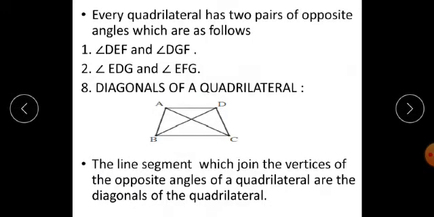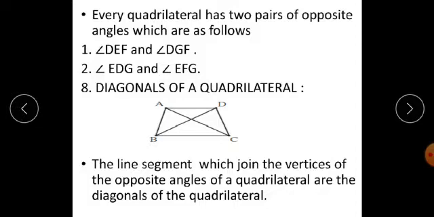Now next concept, a very important one: diagonals of a quadrilateral. What are these diagonals? Students, the line segments which join the vertices of the opposite angles of a quadrilateral are called the diagonals of the quadrilateral. Or in simple terms, the line segments which join the opposite vertices of a quadrilateral are called diagonals of the quadrilateral.